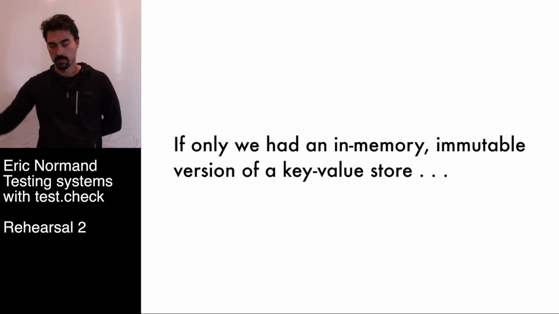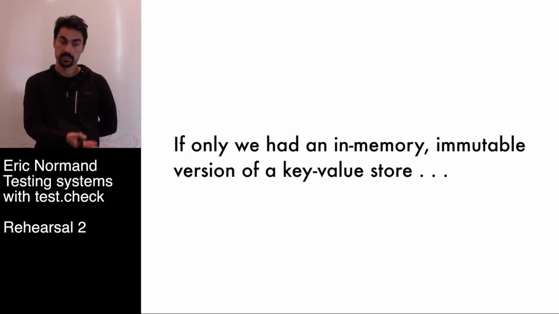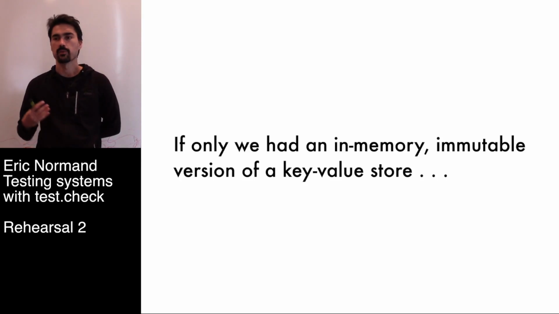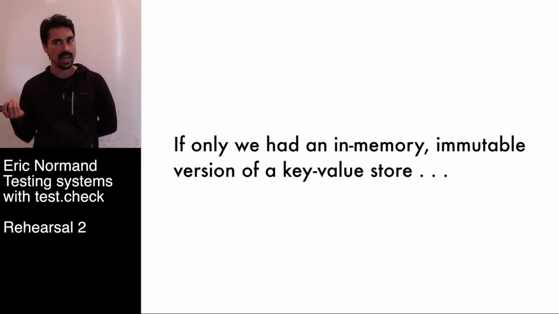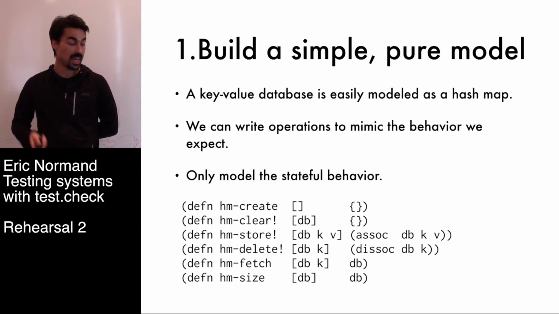Well, this thing that we're thinking of is called the model. So we have the actual system under test, which is the database, and we want to model its behavior in some way. We want a thing that acts like it and that we trust, that we can compare the two together. So if only we had an in-memory, so it's fast, immutable, so that it's functional programming, key value store. Well, we do, it's called a hash map.